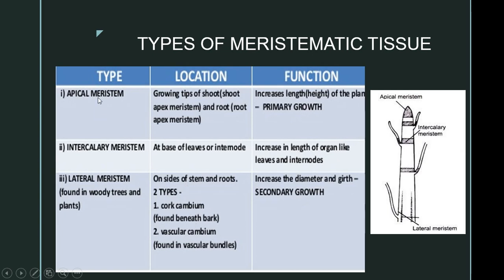So there are three types of meristems: apical meristem, intercalary meristem, and lateral meristem. Apical meristem is seen at the apex of stem and root, which helps in increasing the length of the plant and brings about primary growth. Intercalary meristem is seen at the base of leaf or internode. It helps to increase the size or length of the leaves and internodes. And last is lateral meristem, which increases the girth or diameter of the plant and is seen in woody trees, and it brings about secondary growth.